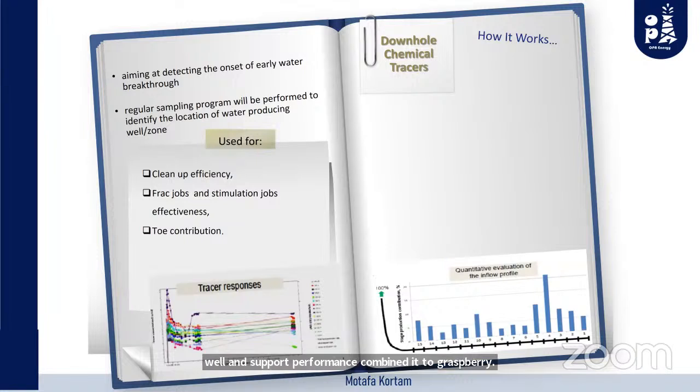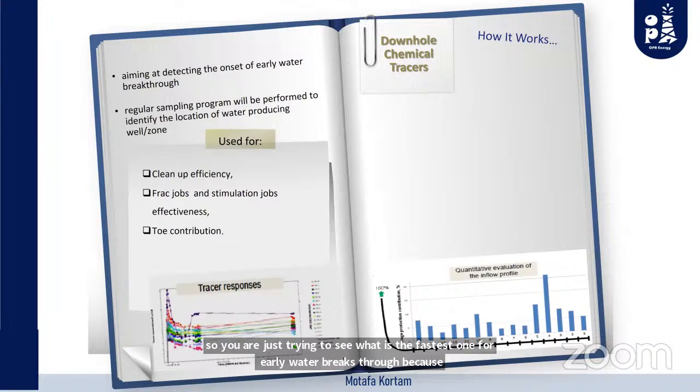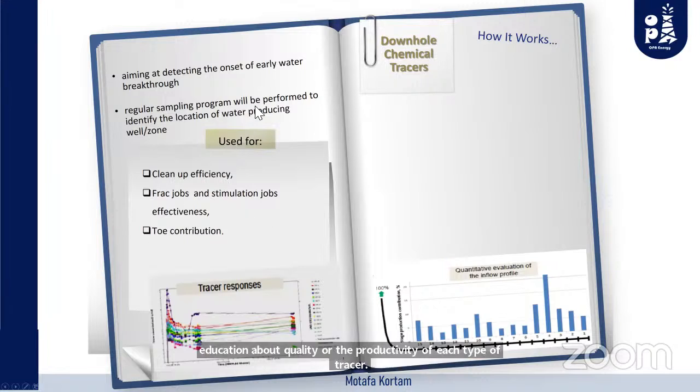As we were saying, many downhole chemical tracers aim to detect the onset of early water breakthrough. You are trying to see which is the fastest for early water breakthrough, because most applications are biased toward understanding where the water is coming from, but you can also get an indication about the quality or productivity of each tracer. It requires regular sampling at fixed times, so you will be able to identify the location of the water in the wells and zones.